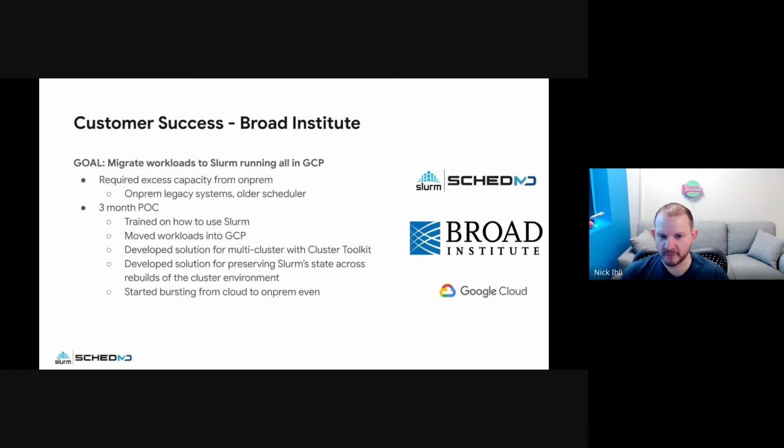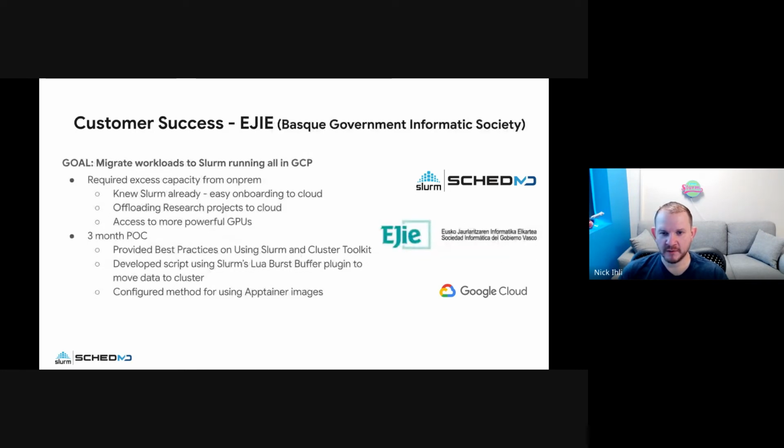Through that partnership, we also developed a solution to enable them to do multiple clusters within the Cluster Toolkit and have multiple Slurm clusters that communicate with each other inside of GCP, with the ability to preserve Slurm state across the rebuilds of the cluster environment. And in the end, we're actually looking at bursting from GCP to their on-prem environment, and so reversing the hybrid idea. And so within that 3-month period, they became very successful with Slurm and understanding how to use it, and were able to accomplish all the goals that they had, and get Slurm into a production environment.